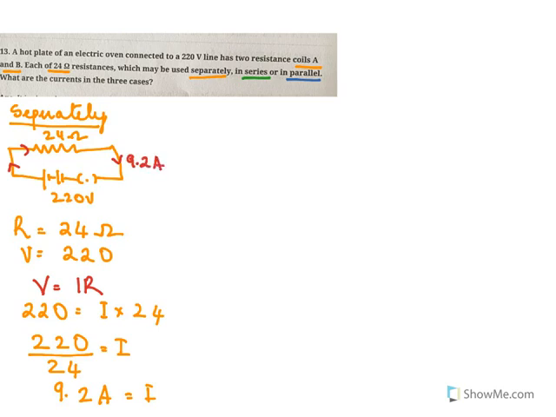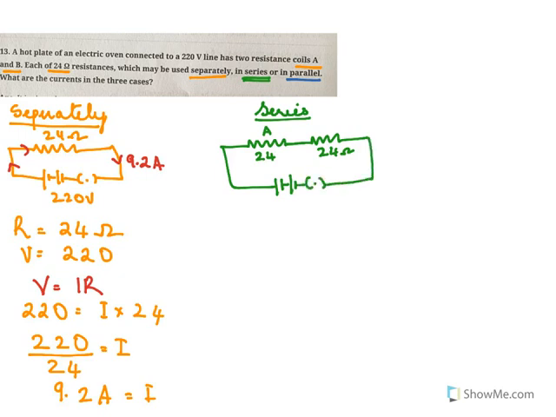In the second case, they are connected in series. So in series means there is A with 24 ohms and another, B, with 24 ohms. This again is connected to a battery. So the resistance in this case is R1 plus R2, so 24 plus 24. So resistance is 48. The voltage, of course, is the same, that is 220 volts.